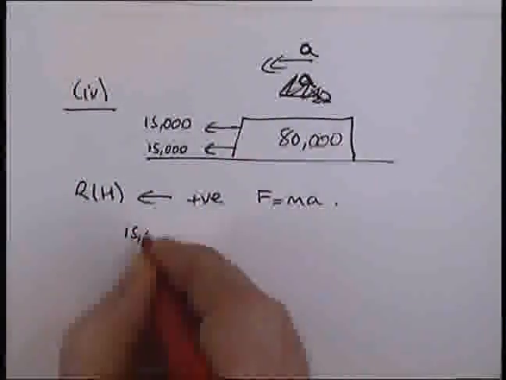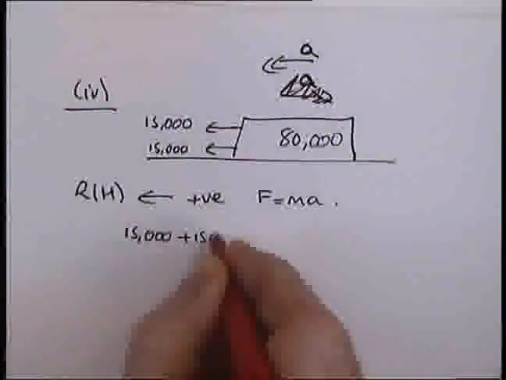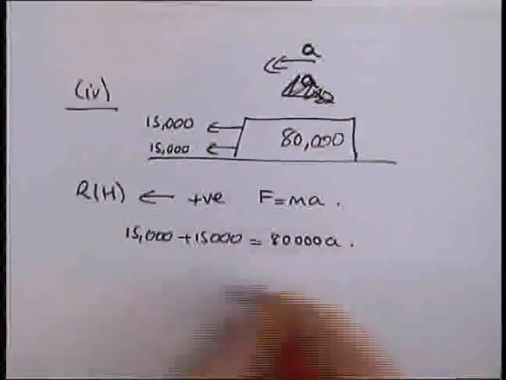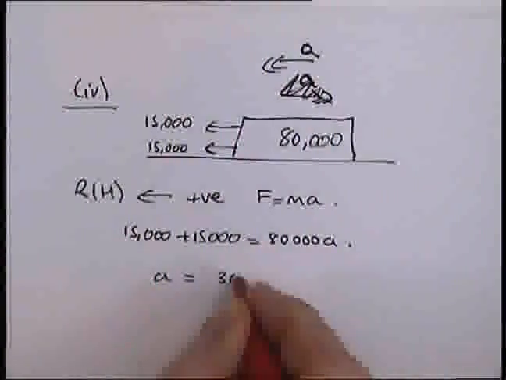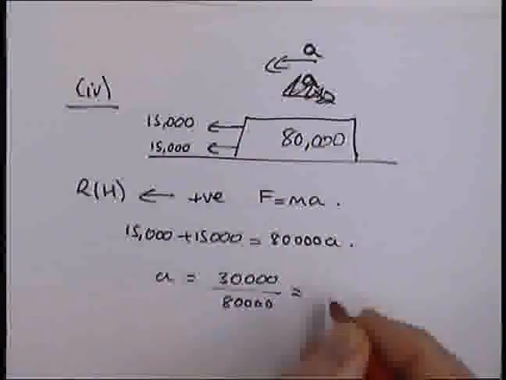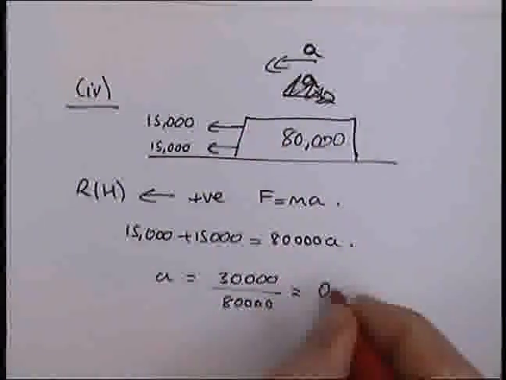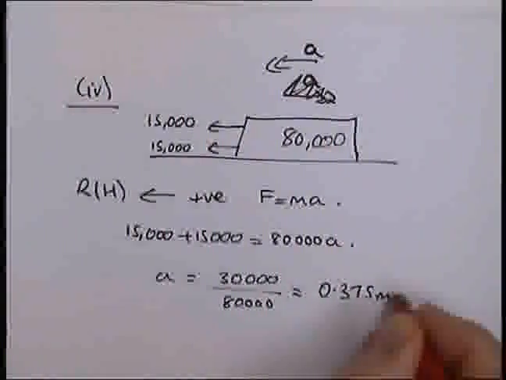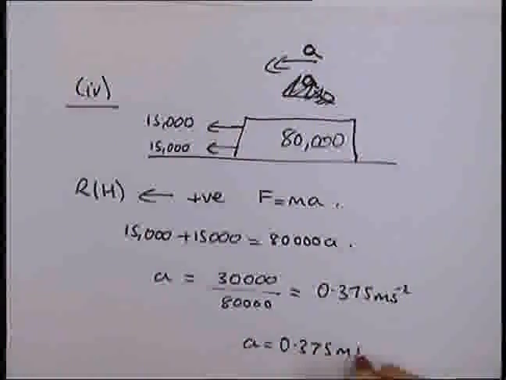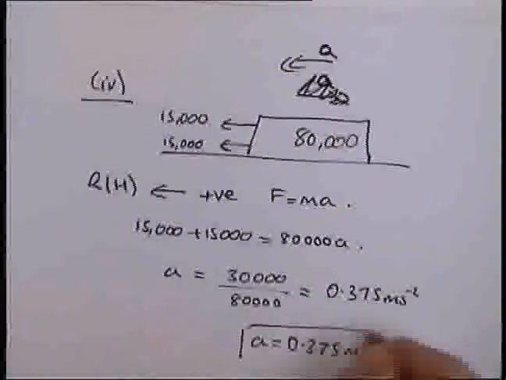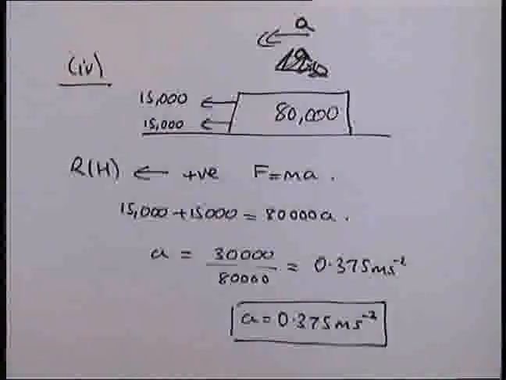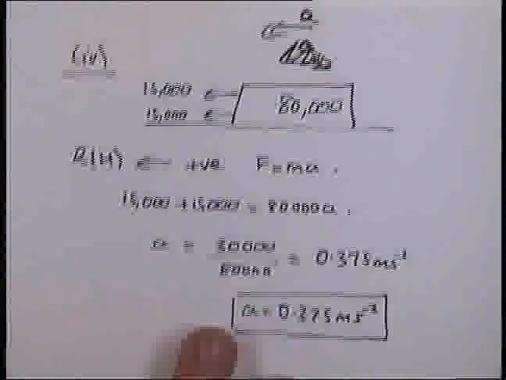We got 15,000 plus 15,000 equals 80,000a. So a equals 30,000 over 80,000, which is equal to 0.375 meters per second per second. Now it's not our final answer, but it was well worth boxing up because it's an intermediate answer that an examiner might be looking for in order to give you method marks.